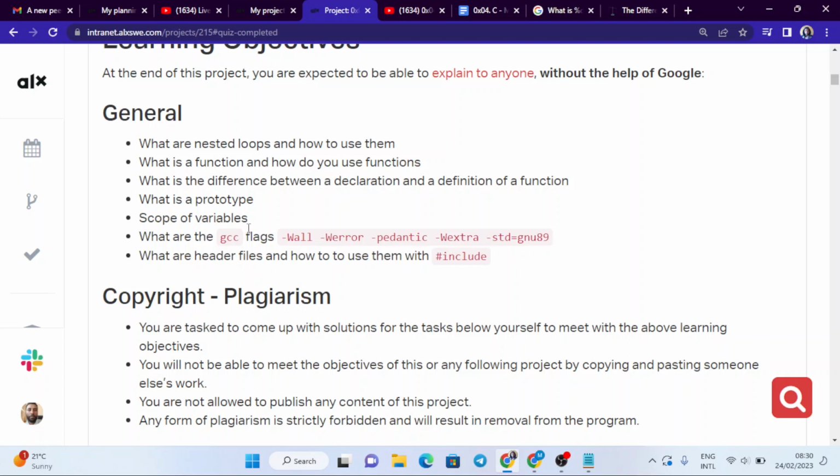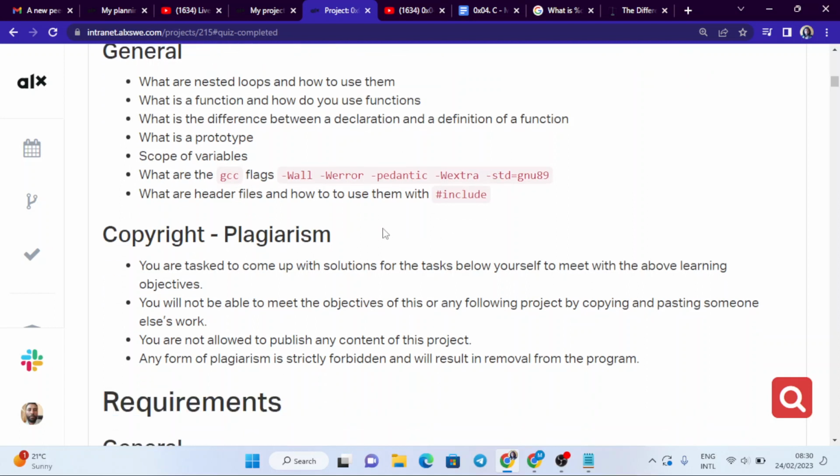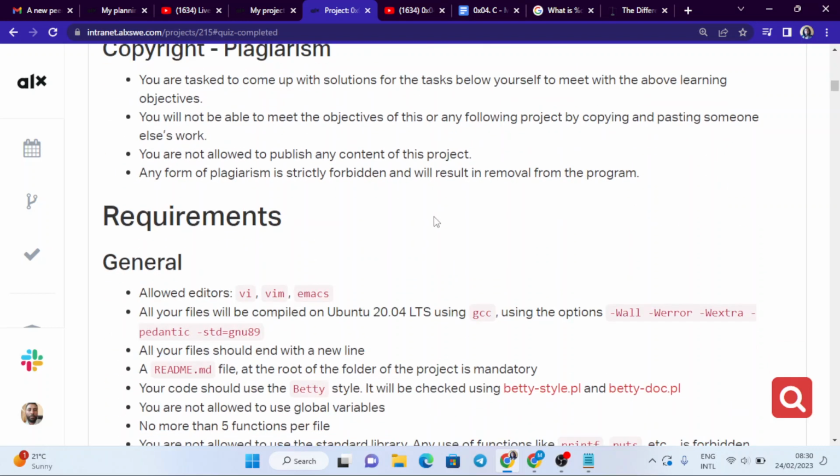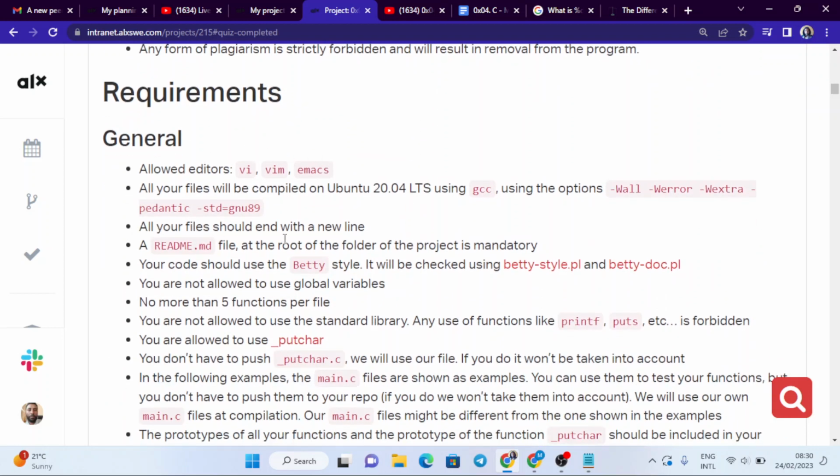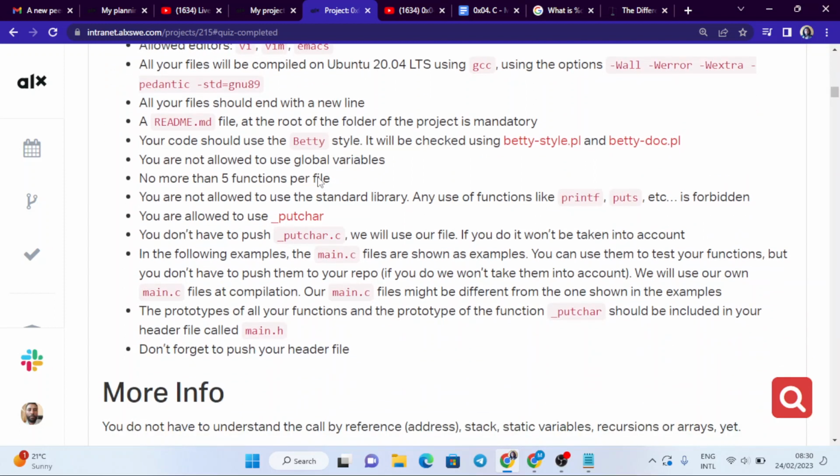And in general, we use the GCC compiler, and we must start our programs with the hash include line. So we have editors, vi in the VM and Emacs, and also we have a compiler here. We have to create a README file, and there we have to refer to our comments by Betty.